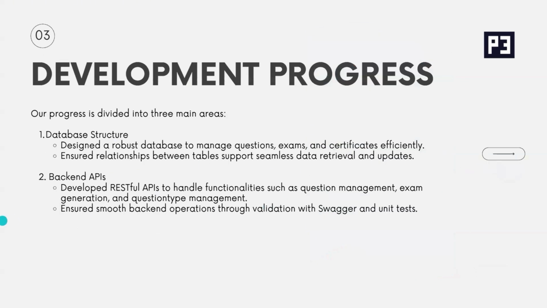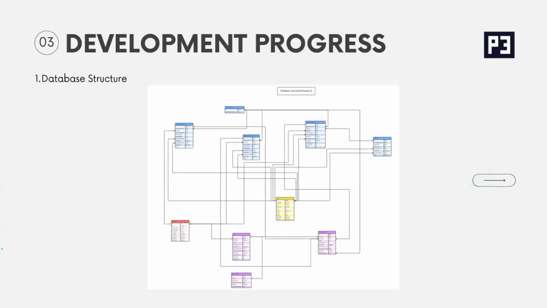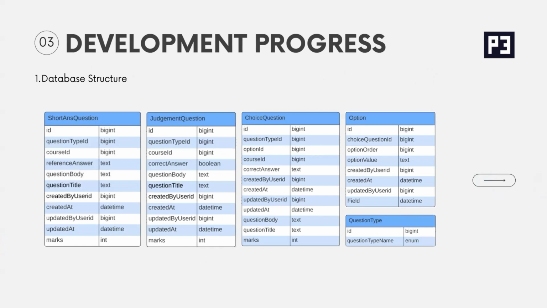Next, I'd like to talk about the progress of our team. In terms of development, we have achieved the following milestones. First of all, the data structure. We designed an efficient database structure tailored to the needs of exam management, covering questions and exams. The question management accommodates various types of questions like choice, judgment, and short answer questions. We designed separate tables for each question type. It enables us with scalability and efficiency.